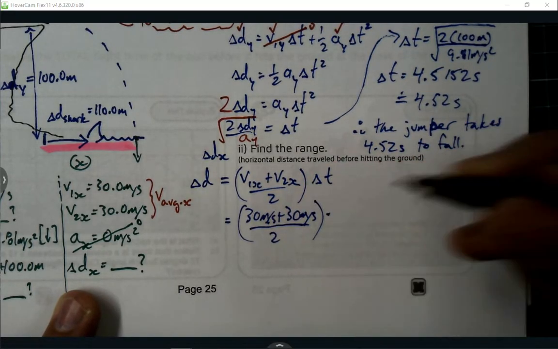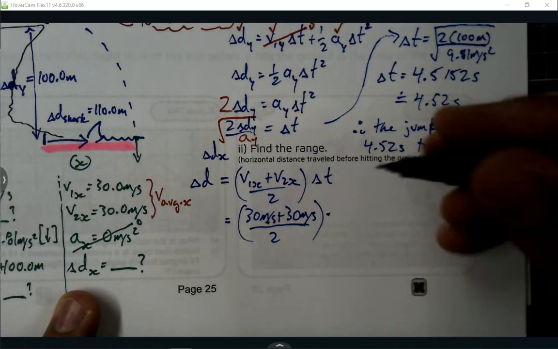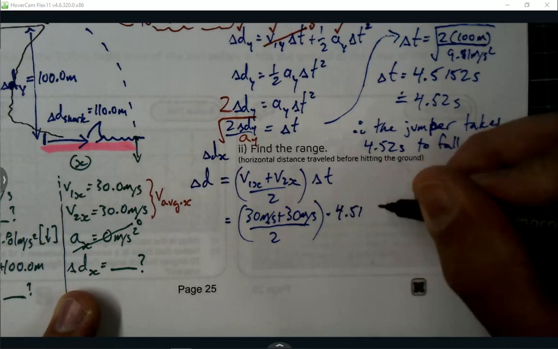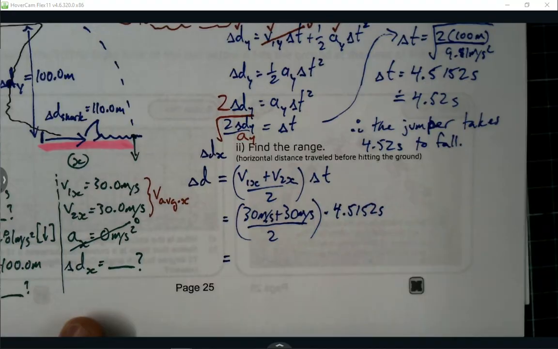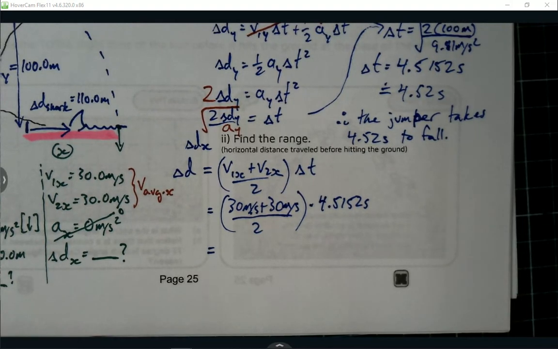And then multiply by, hey, I'm gonna believe in myself. I think I got that one right. And I'm going to use the unrounded value, 4.5152. Always the unrounded value, never including premature errors with the rounded value. And I do my math. Can somebody with a calculator help me out? Because I feel like I'm not trusting myself now. What do we get? How far is this person going to go before they hit the ground?